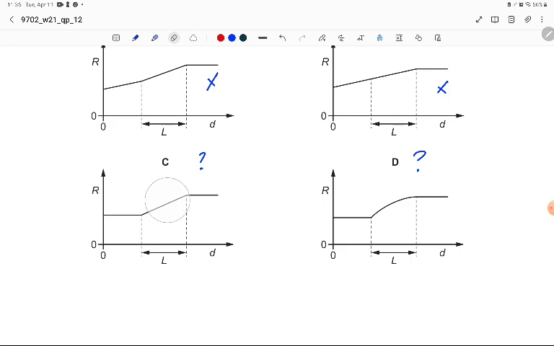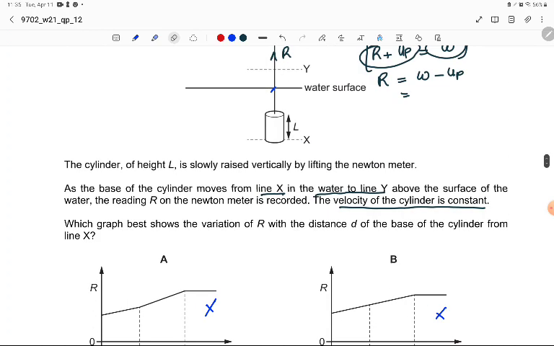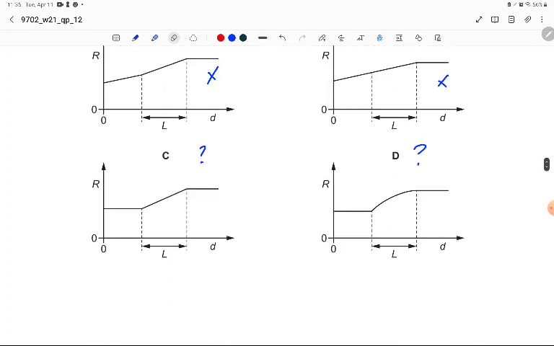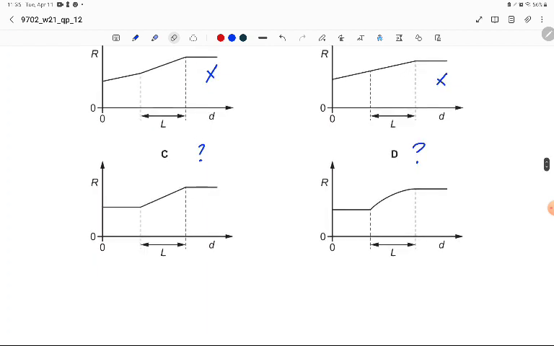Immediately after being raised out of the water, R becomes equal to the weight again to maintain constant speed, so this must be a straight line. So C is the best answer. It cannot be a curve because the velocity is completely constant. So this should be the right answer.